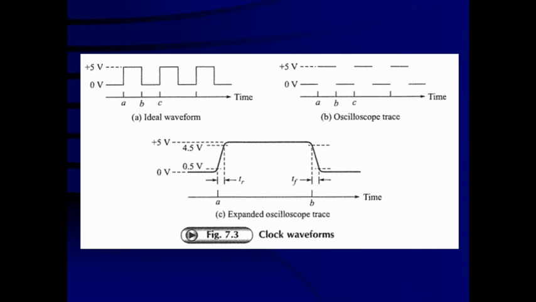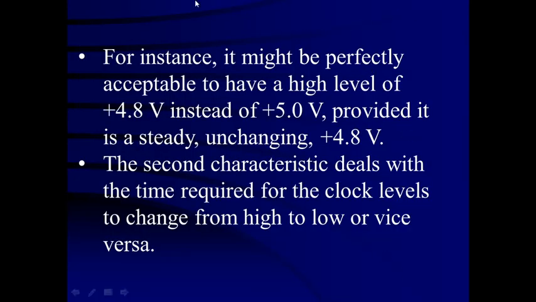That is important. We'll see how the waveforms are going to be seen on an oscilloscope, and it is like this: two horizontal traces will be there. The vertical line is going to be missing, or it is not going to be visible on the oscilloscope, because the oscilloscope will not be responding. For instance, it might be perfectly acceptable to have a high level of plus 4.8 volt instead of plus 5.0 volt, provided it is steady, unchanging 4.8 volt.